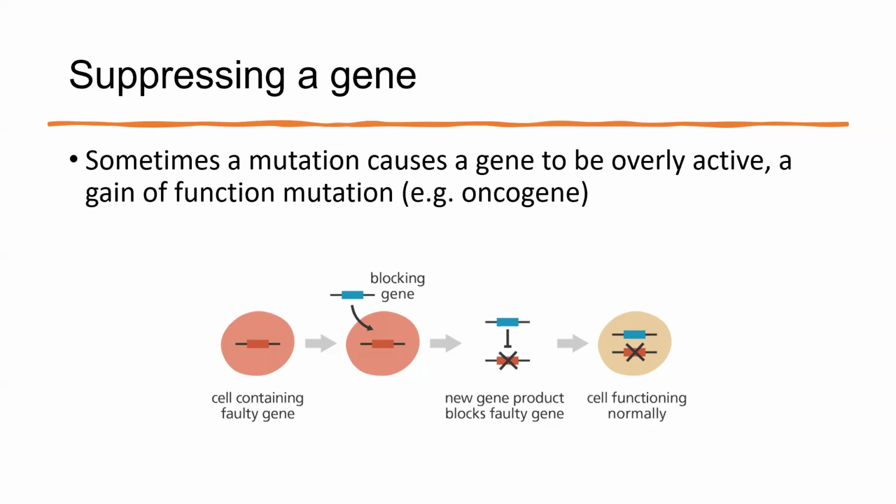What you can do is insert a blocking gene. The blocking gene is exactly what it sounds like. Okay, it covers up the overly active gene. Right? So think of the green light that's always on. Well, what can we do? We can put a cover over it so that we don't see it anymore, and that could stop the effects of the overly active gene, and the cell hopefully will return to behaving normally.